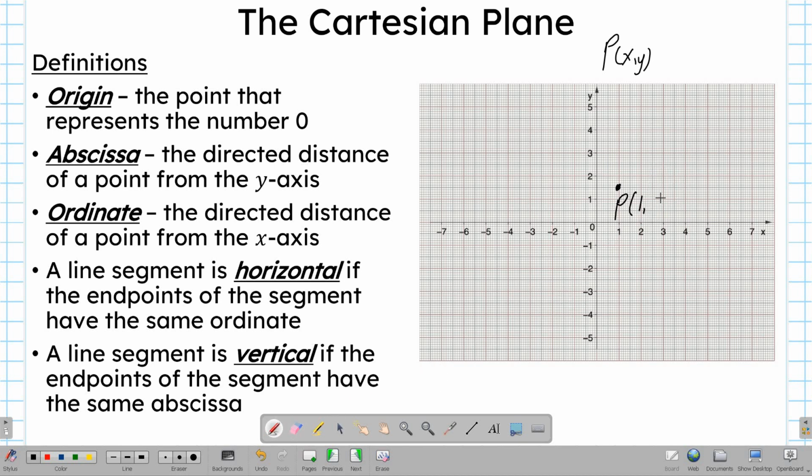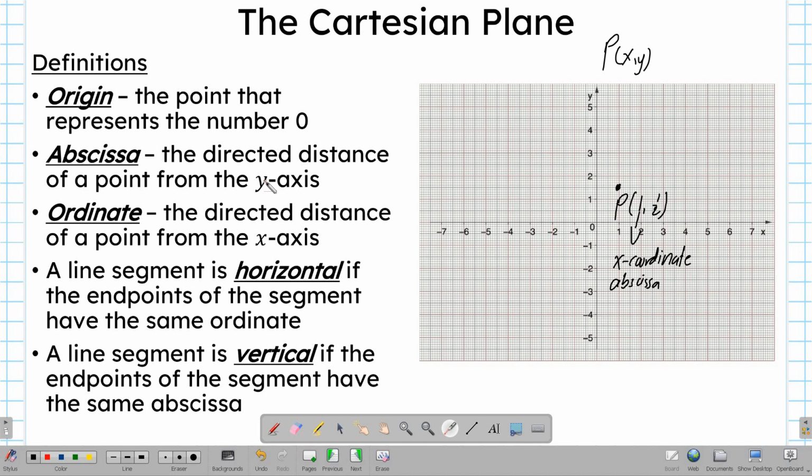It looks like 1 or 1 half. So 1, 1. Yeah. Now, the number 1 in this ordered pair, remember that this is an ordered pair, so order matters. This one here is what we call the x-coordinate, or in the language of analytic geometry, it's known as the abscissa. And it is properly defined to be the directed distance of a point from the y-axis.